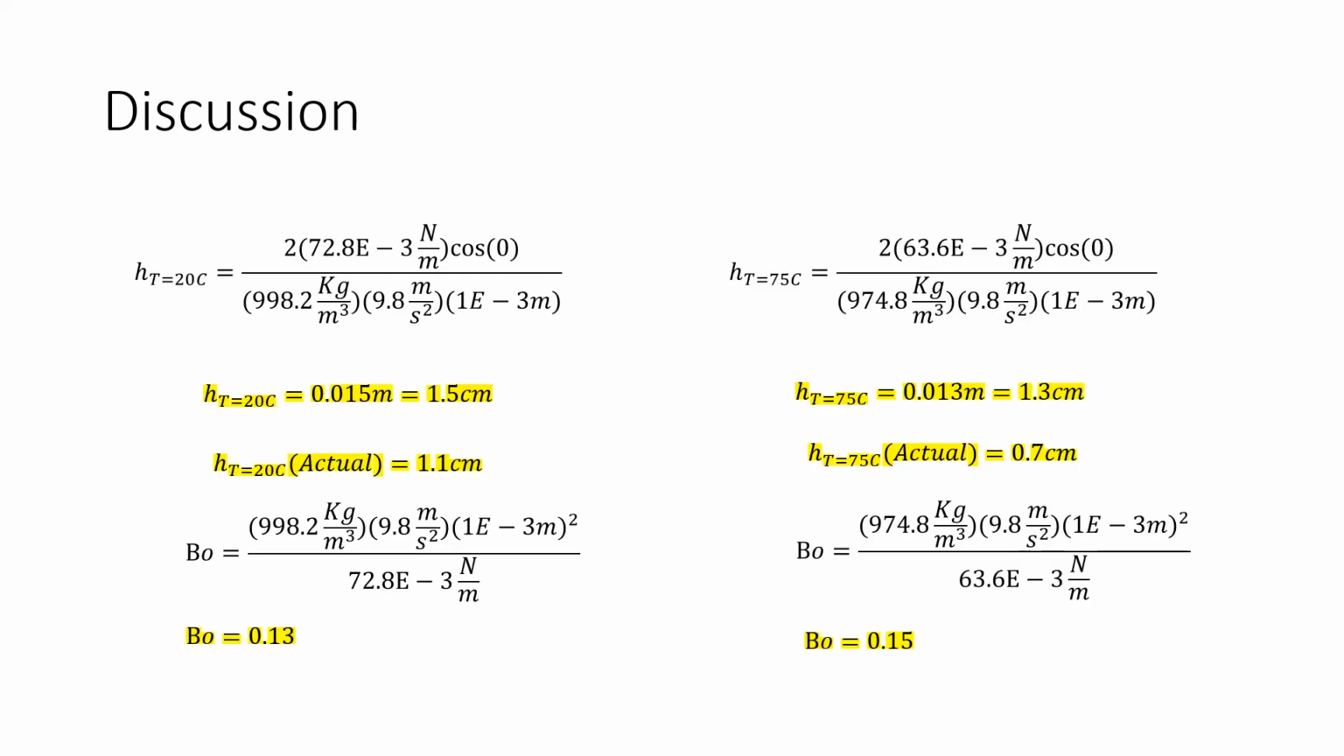So solving for the capillary rise of the water at 20 degrees C, we get 1.5 centimeters with a bond number of 0.13. And the capillary rise of water at 75 degrees C, we get 1.3 centimeters with a bond number of 0.15.